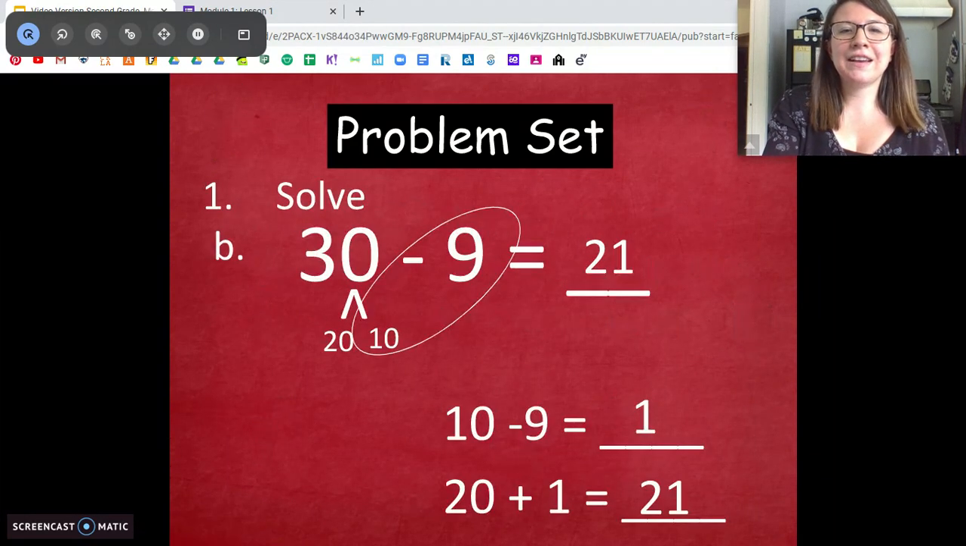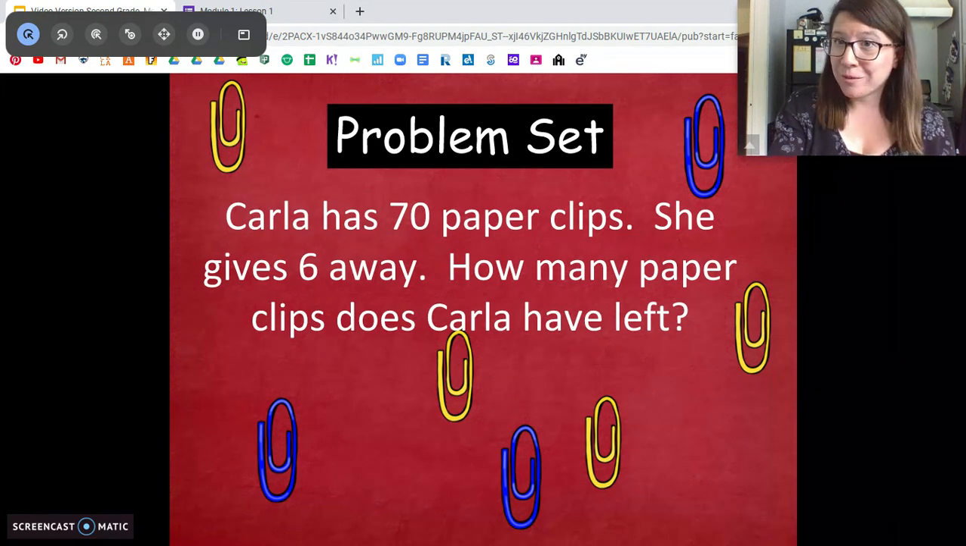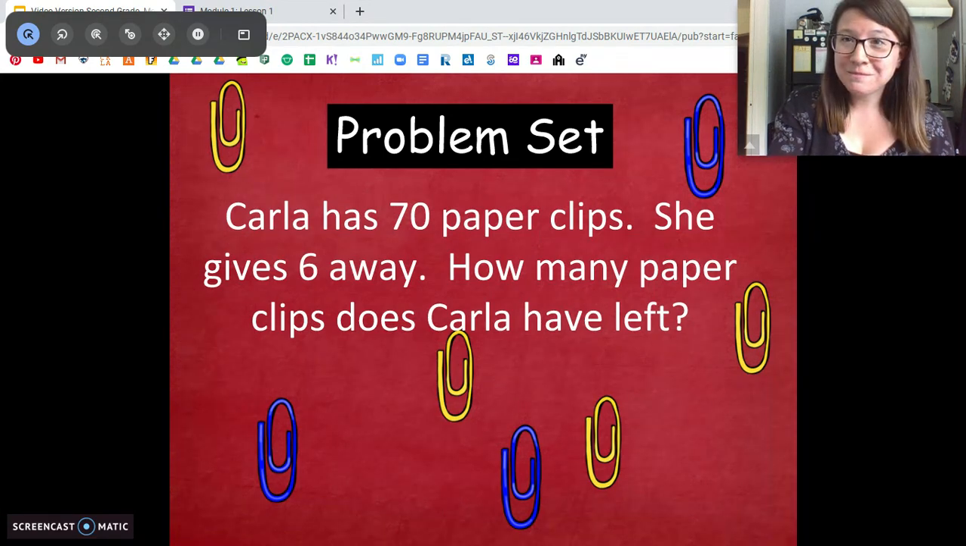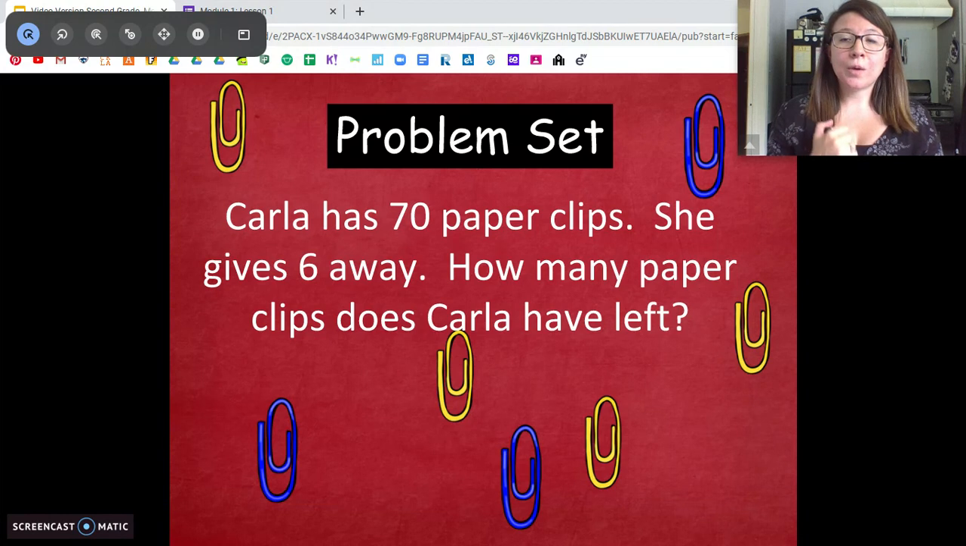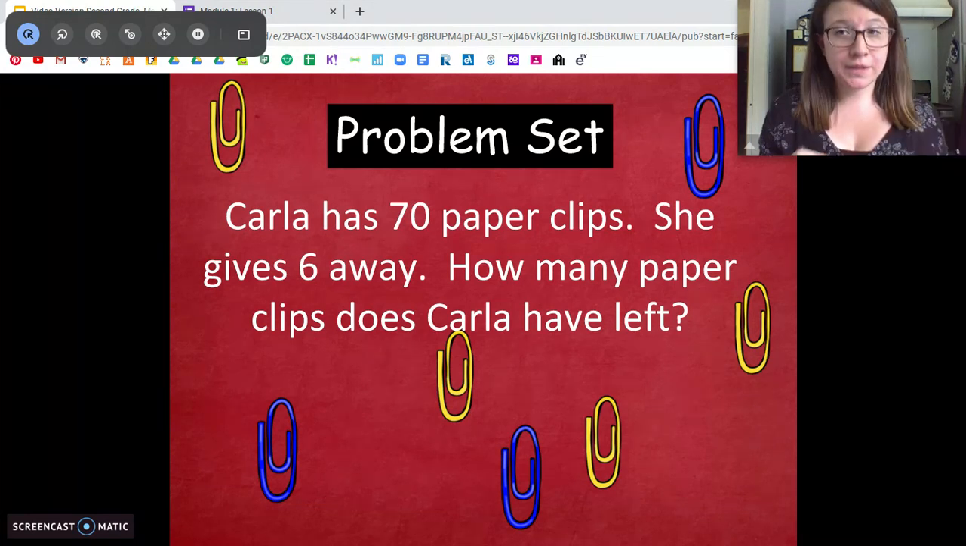Easy as that. And then you got a word problem in your problem set. So have fun with that. Good luck. Solve it by taking out 10 using the facts you know.